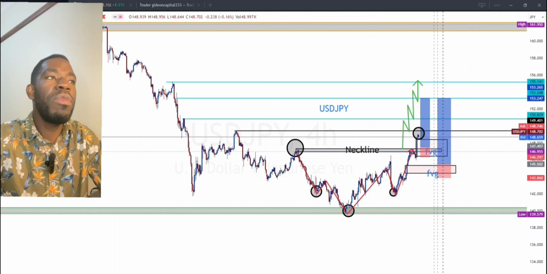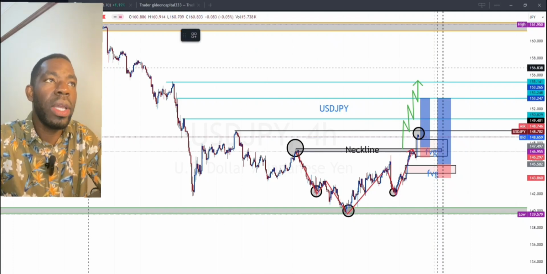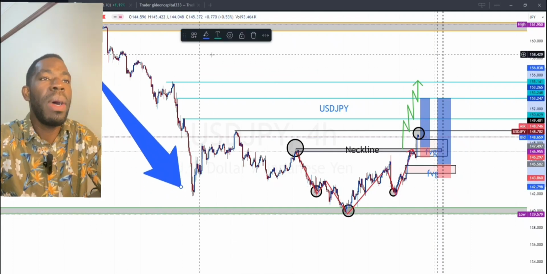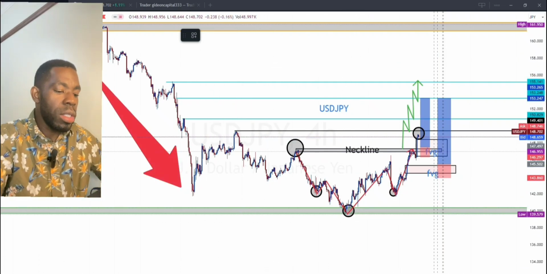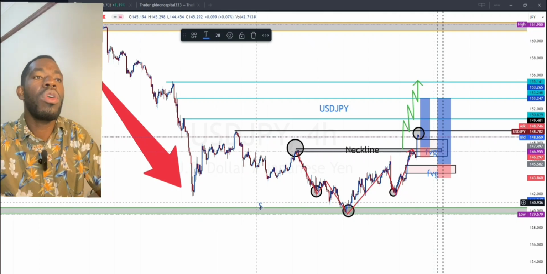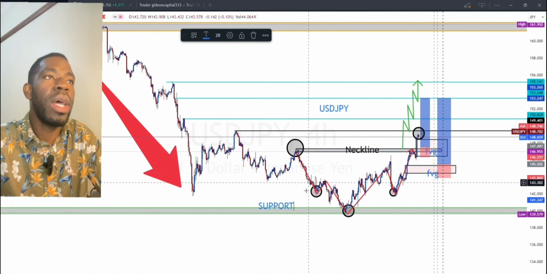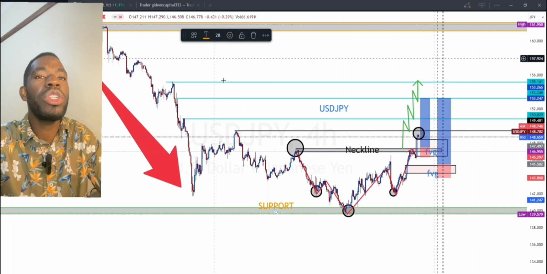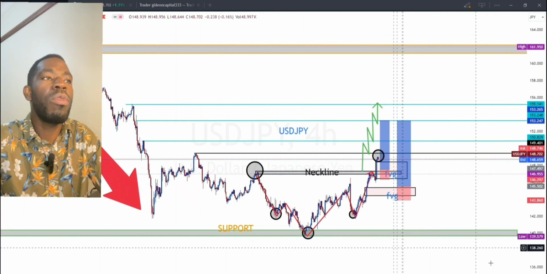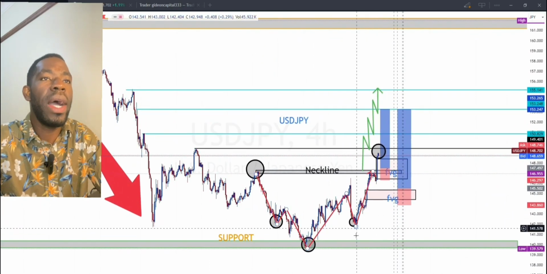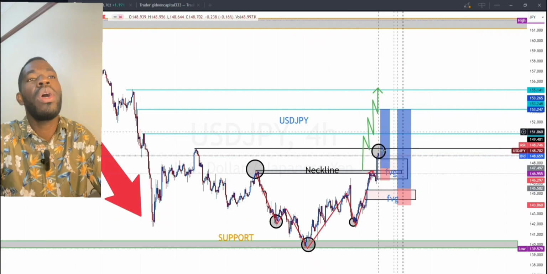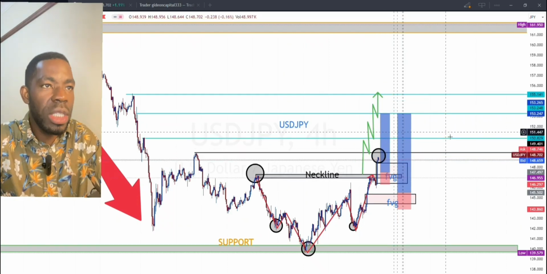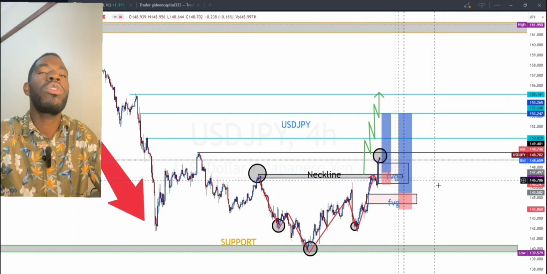Previously, this is a downtrend. But now, when the price got around support, this is a strong support area. Once price got around that support area, we see a change of character to the upside, because now a higher price has been formed around here. After this inverse head and shoulder pattern, we see an aggressive bullish move to the upside. So this is a possibility for USD JPY. This is what I'm speculating for USD JPY.